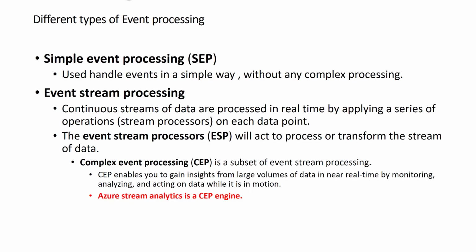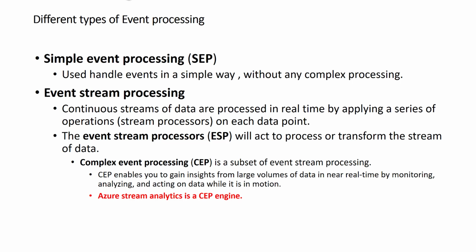Within event processing, there are different types. One is simple event processing. Simple event processing is very simple. There is no complex processing involved. As events are received, you just export, import or process the result. Another category is event stream processing. In event stream processing, the data is processed in real time as and when it arrives. Within that there are a lot of stream processes, and each of the stream processes would process a given set of data points.